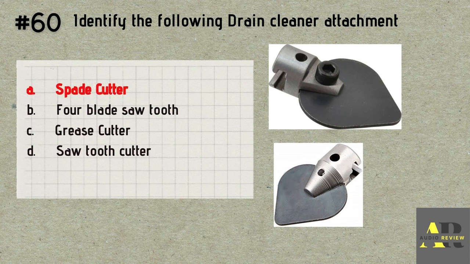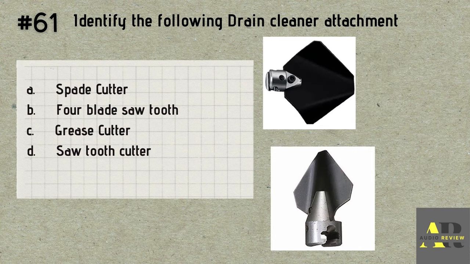Spade cutter. A drain cleaner attachment used for following up after augers that have been used and to open up floor drains. It is 2 inches wide and cuts a drainage hole through softer obstructions like paper products. Spade cutter. Question 61. Identify the following drain cleaner attachment.